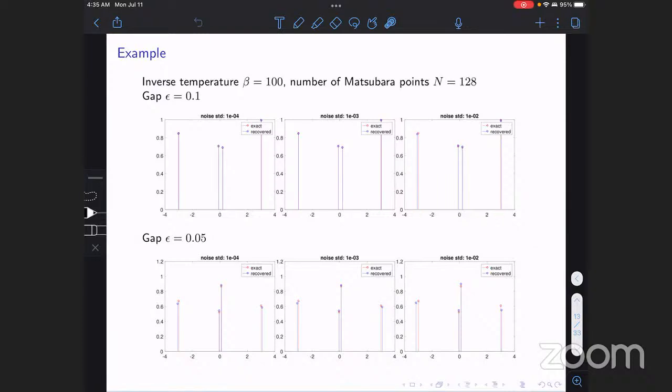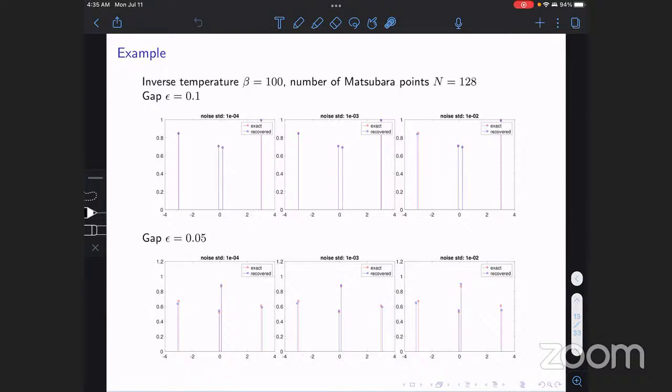In the second example, we have the gap value epsilon equal to 0.05, and again we have 4 poles. But because the gap value is small, the poles that are close to the origin get closer to the origin, and the problem becomes harder. In this case, as we increase the noise level, we still get quite a robust result, even though the error between the recovered locations and the true locations starts increasing.